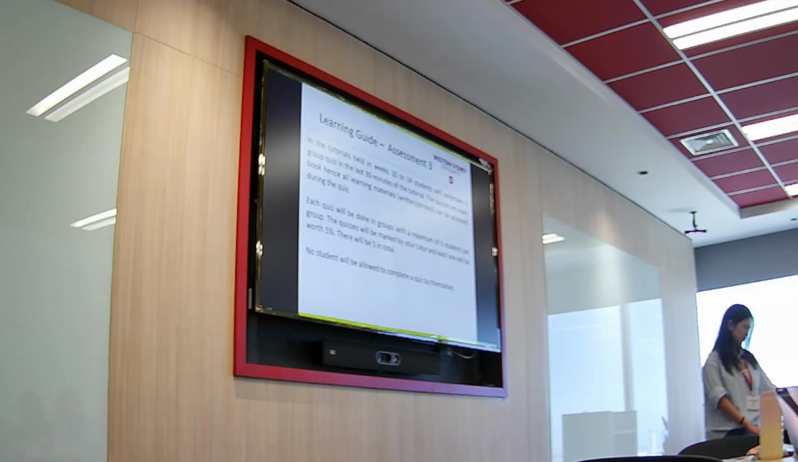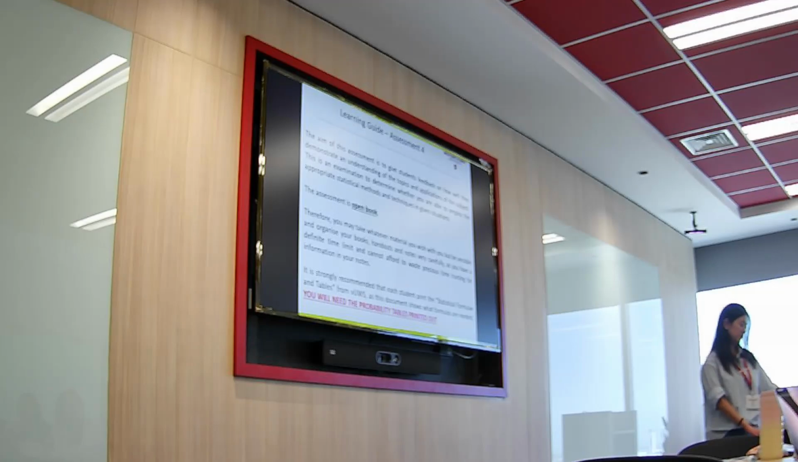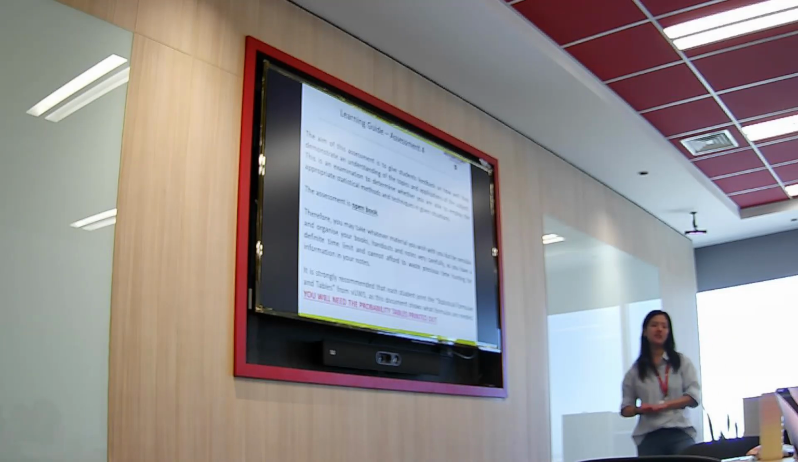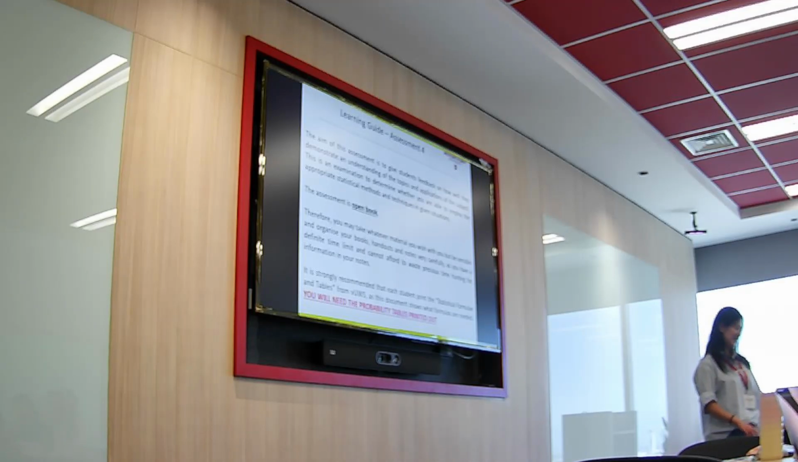The last one is the group quiz. And then the last one is the final exam, which is open book. But usually, if the teacher asks you to do an open book exam, the question is not in the books. I mean, the material is in the book, but you cannot directly get the answer from the books. It's written in the books, but not directly. It's like showing you how to do it yourself.